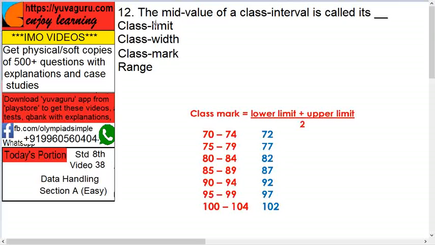Out of this question, what is class limit? See here. These are the limits, lower limit, upper limit. What is the class width? It is the difference between the lower limit and upper limit. That is the width. So what is the range? Range means the difference between the maximum and the minimum data entries. Remember the difference between class limit or width and the range. Range means maximum and minimum. Suppose in this case it can be 70 and 104. So the difference between these two, that is the range.